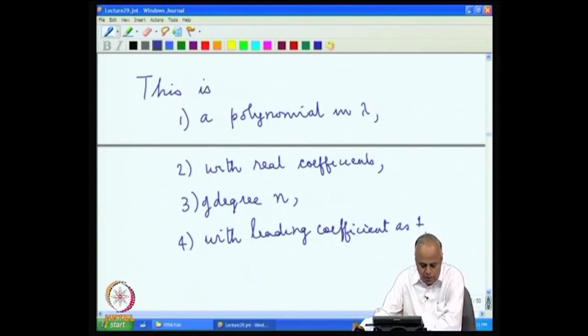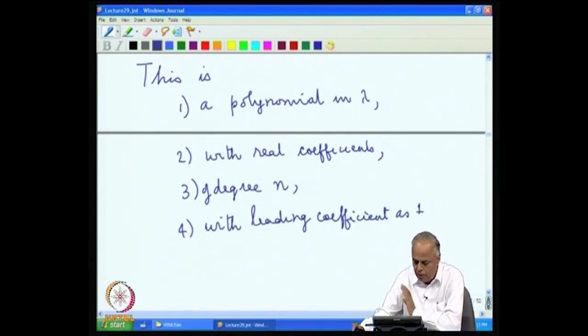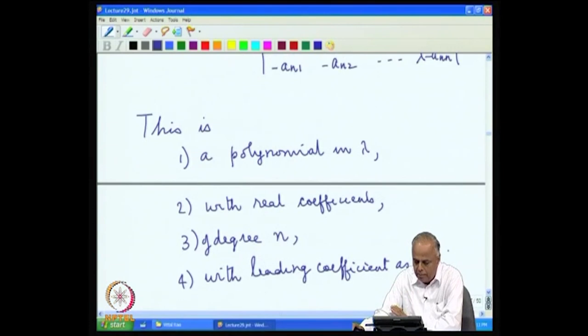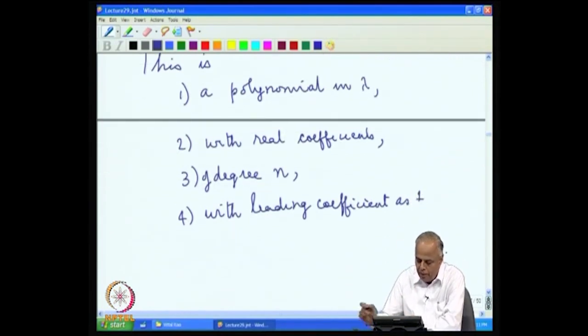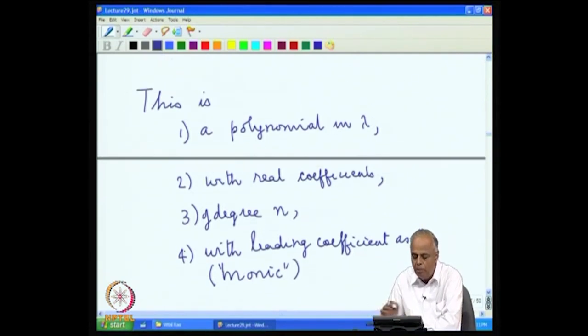So, we have four important properties of the determinant of lambda I minus A. It is a polynomial with real coefficients, of degree n, and the leading coefficient is 1. Whenever the leading coefficient is 1, we call it a monic polynomial. So, thus this d lambda is a monic polynomial of degree n with real coefficients. This is called the characteristic polynomial of the matrix A.